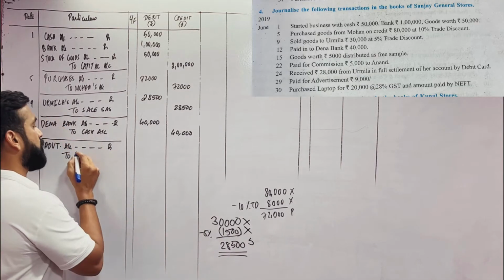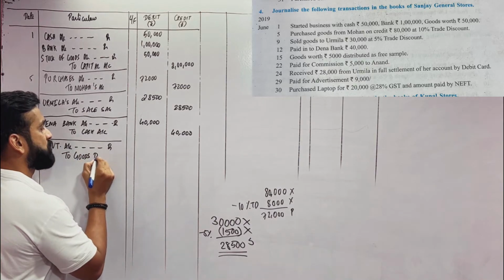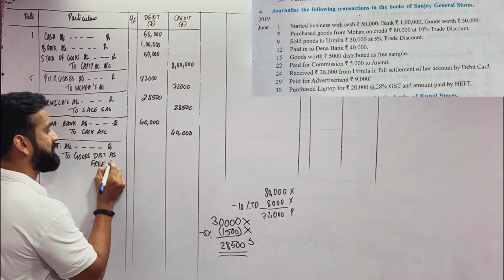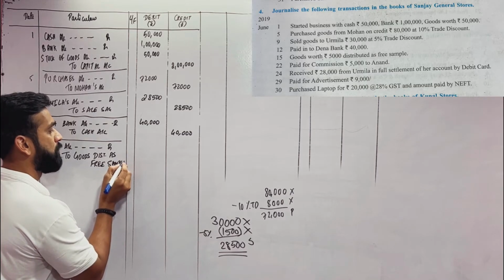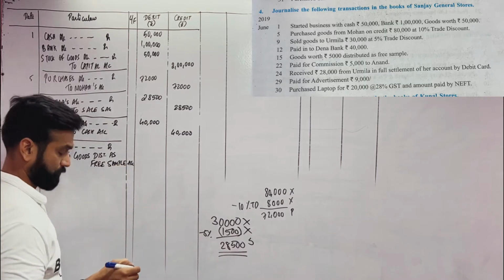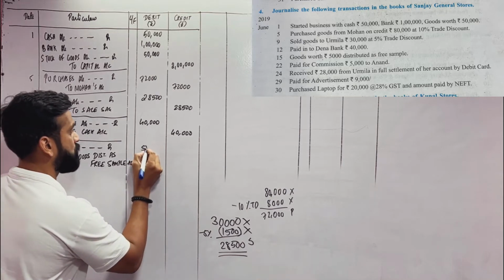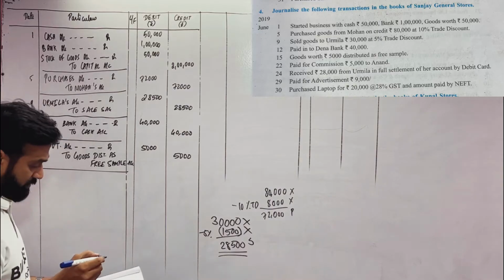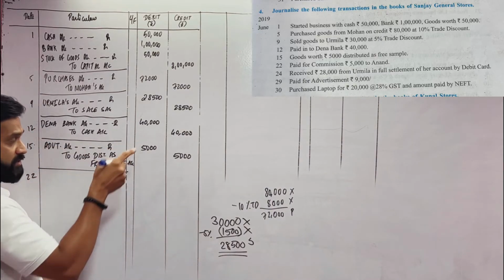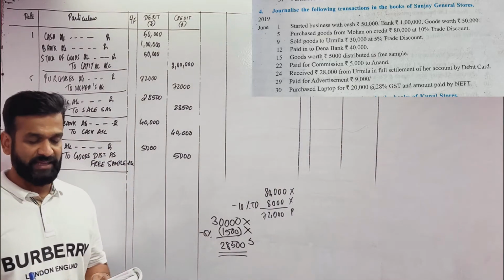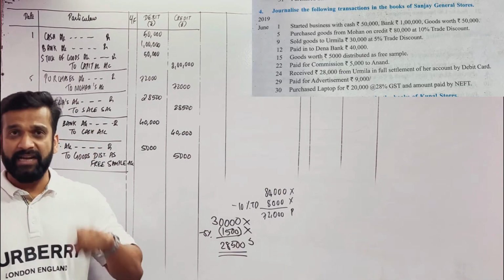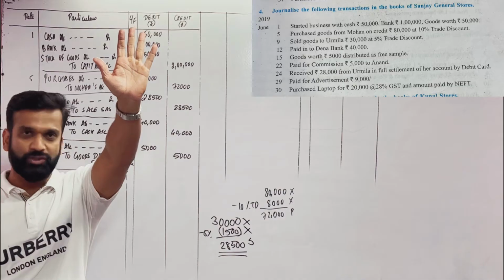But you can also write to goods distributed as free sample account. Clear? Amount is 5,000. Next date is 22. See, it is written. Paid commission 5,000 to Anand. Paid cash credit. Cash goes out, cash credit.